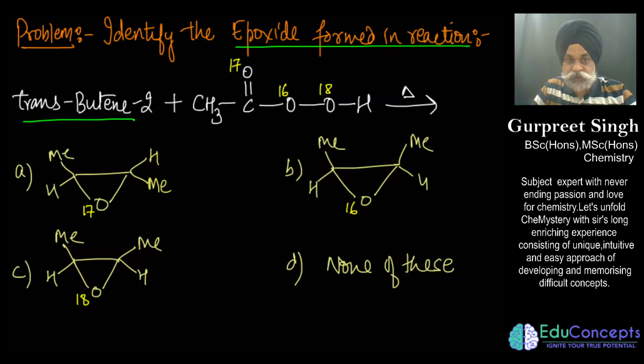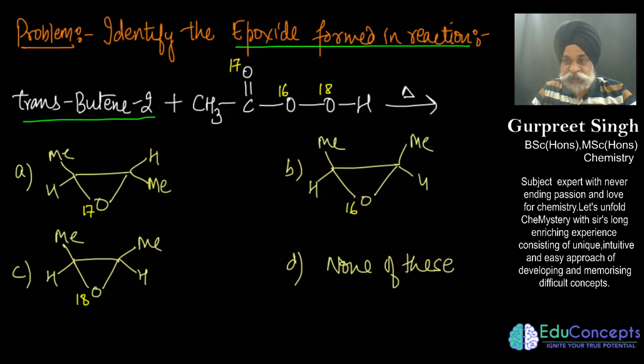So trans-but-2-ene is being treated with a peroxy acid where all the oxygens are isotopic oxygens. Out of these 3 or 4 options, you have to identify the correct answer. The question seems to be very easy, but here stereochemistry is also asked, and which isotopic oxygen is to be added across the double bond.